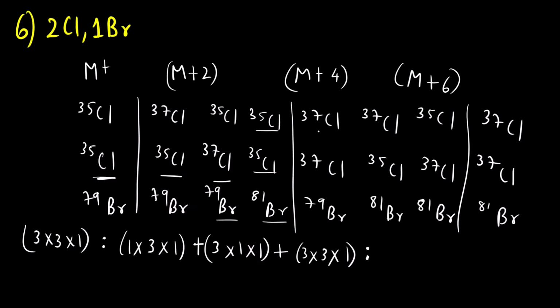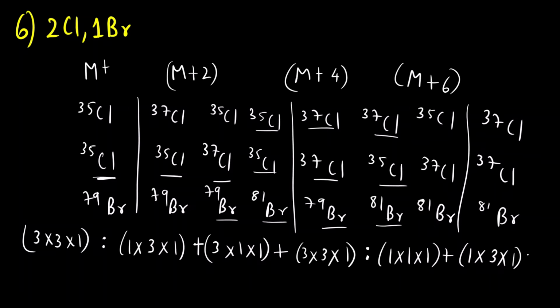Okay, 37Cl is 1 into 37Cl 1 into 79Br is 1. Another possibility, so add 37Cl 1, 35Cl is 3 into 81Br is 1, plus 35Cl is 3 into 37Cl is how much? 1. 81Br is also 1, and last is all of them are 1. So 1 into 1 into 1. Okay, solve this. 3 3s are 9.